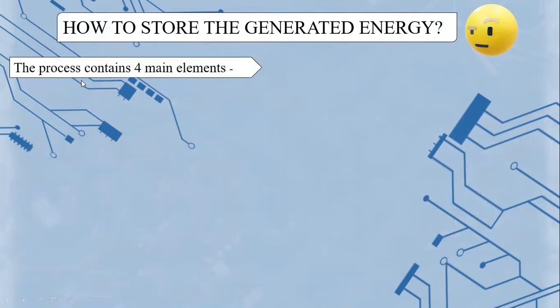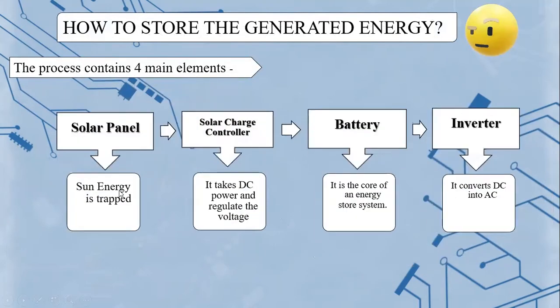The process consists of four main elements. First, the solar panel, which is used to capture the sun's energy. I have connected this to the solar charge controller, which takes the DC power and regulates the voltage so that we can safely and efficiently charge the battery. The important point to note here is that the nominal operating voltage is 48 volt.